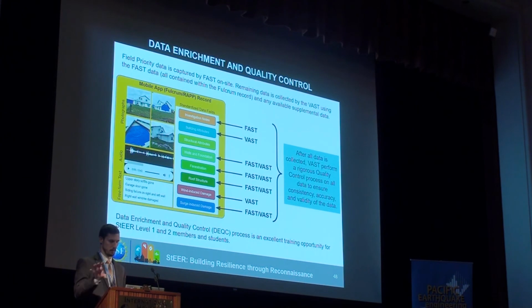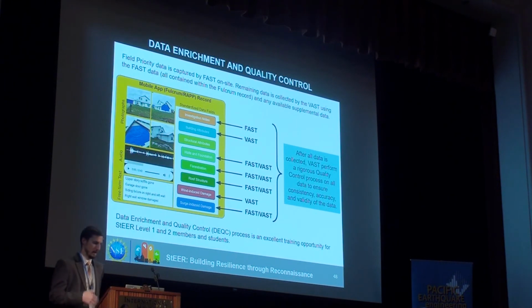Two different components of this. The data enrichment, bringing in these different data sources to fill out a more robust and complete data set. And then also the quality control, making sure that this data is consistent, it's accurate, it's valid, and, as Tracy mentioned, you can have confidence in it as you use it later going forward.